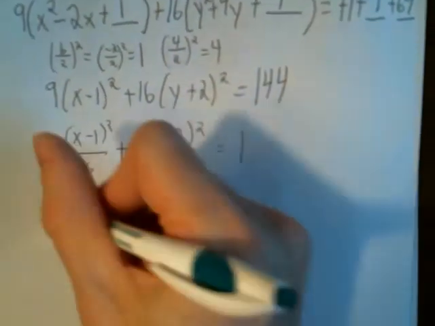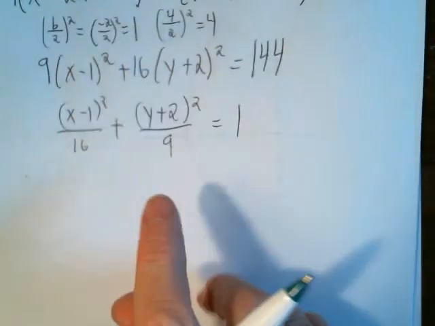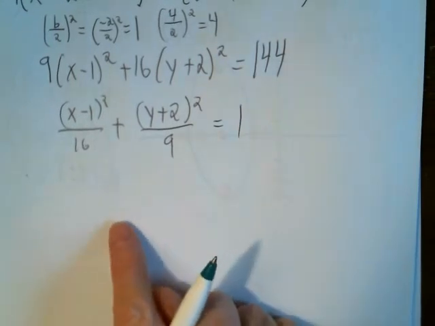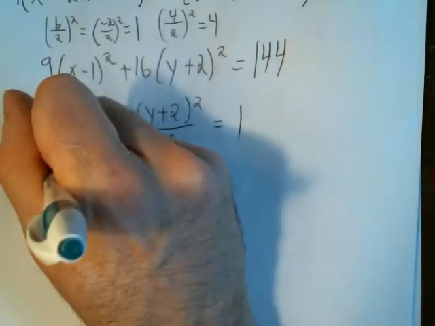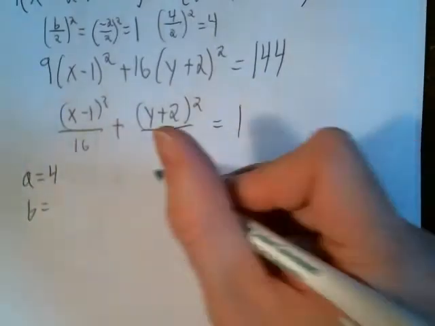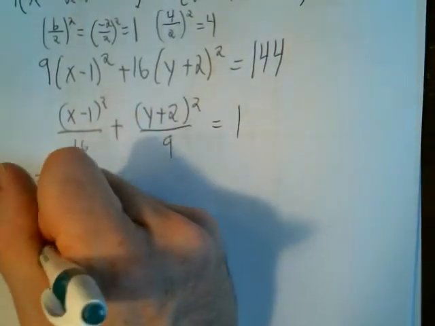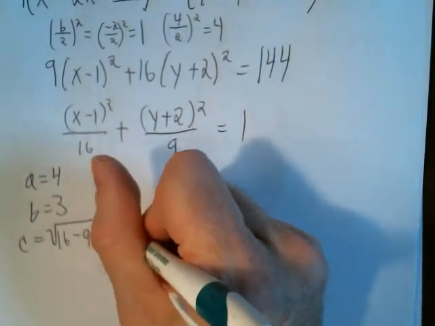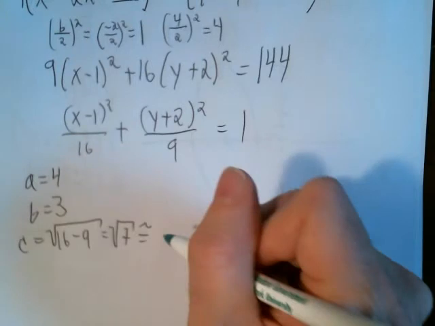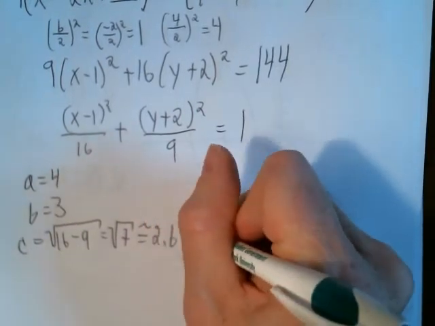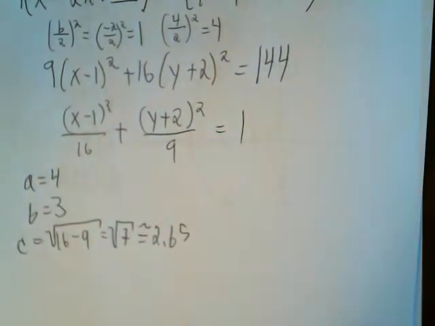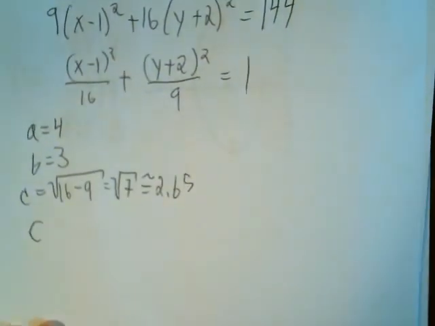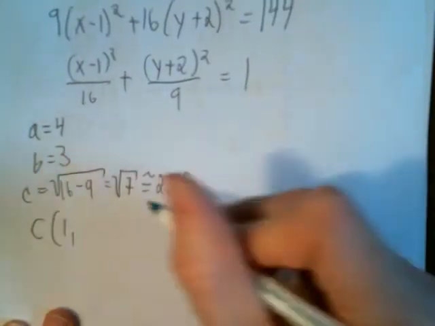Okay. And then get your a, b, c values. So the a is the bigger one. So this one will be oriented with the major axis parallel to the x-axis. So a will be 4. b will be 3. And then our c value will be the square root of 16 minus 9. In other words, square root 7, which is approximately 2.65. Okay. The center then for our ellipse will be at 1, negative 2.